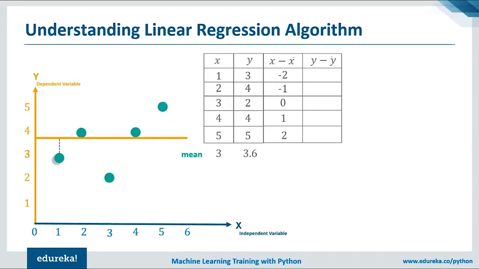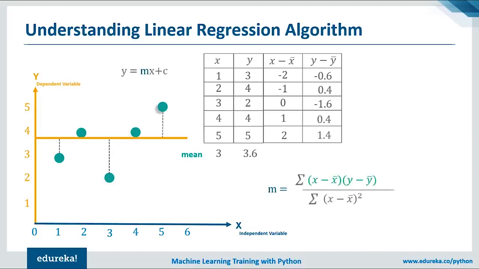Fine. So let's calculate the value of y minus y bar. So starting with y equal 3 minus value of y bar, that is 3.6. So it is 3 minus 3.6. How much? Minus 0.6. Next is 4 minus 3.6, that is 0.4. Next 2 minus 3.6, that is minus 1.6. Next is 4 minus 3.6, that is 0.4. Again 5 minus 3.6, that is 1.4. Alright. So now we are done with y minus y bar.